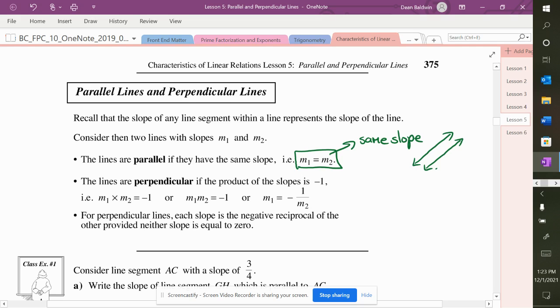Do parallel lines ever intersect? No, because the slope doesn't change, right? It's exactly the same, so they just follow each other. Like train tracks are parallel lines. Okay.